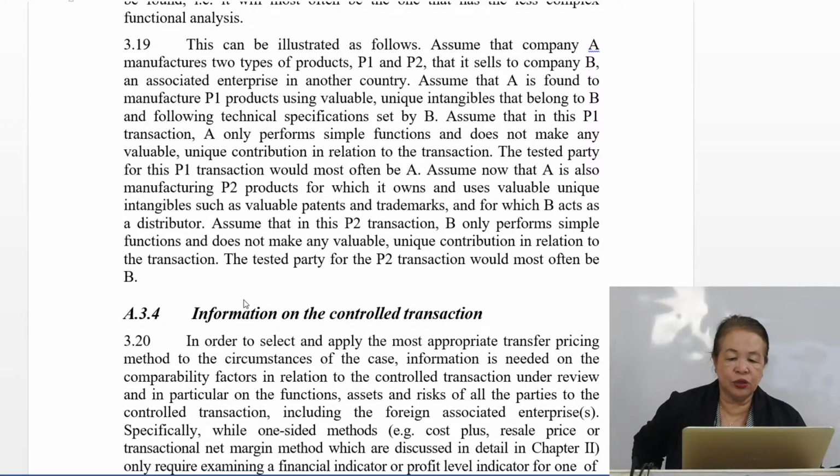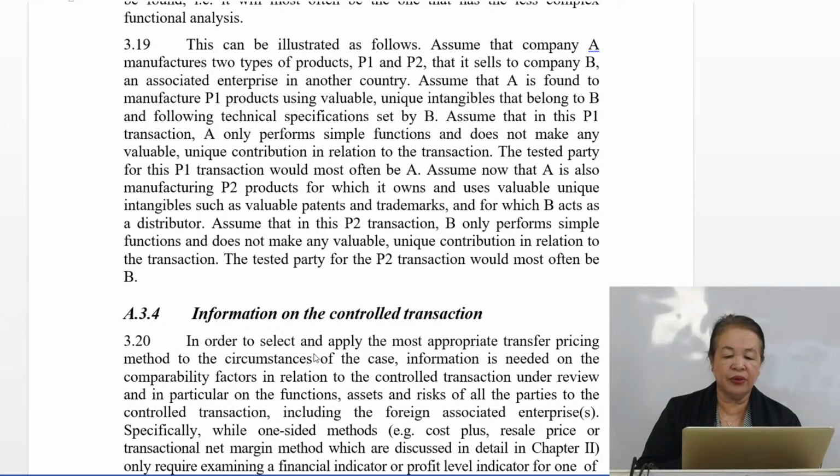That it sells to company B, an associated enterprise in another country. Assume that A is found to manufacture product 1 using valuable, unique intangibles that belong to B and following technical specifications set by B. Assume that in this product 1 transaction, A only performs simple functions and does not make any valuable, unique contribution in relation to the transaction. The tested party for this product 1 transaction would most often be A.